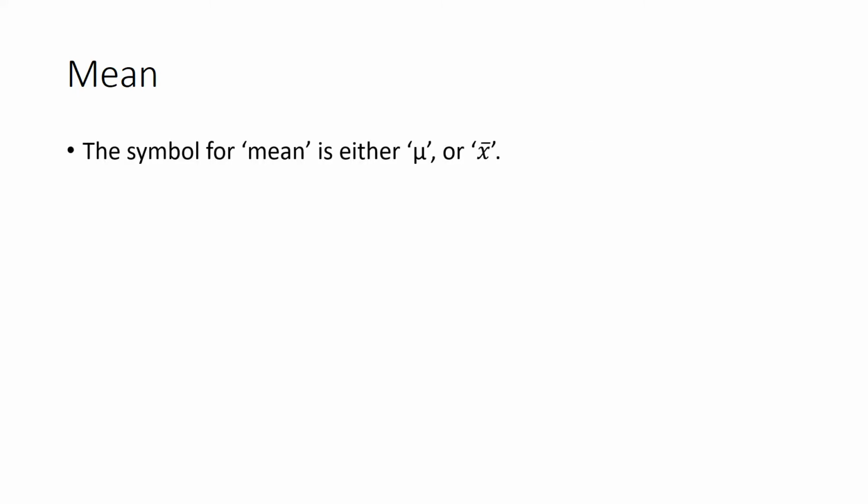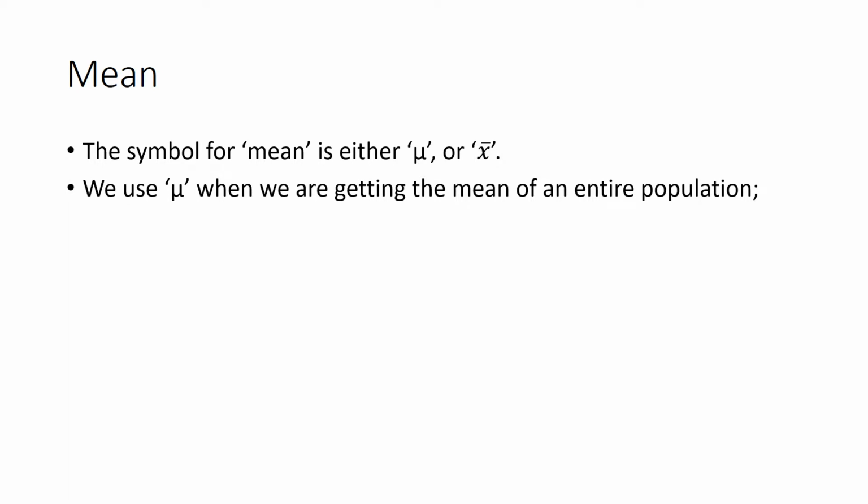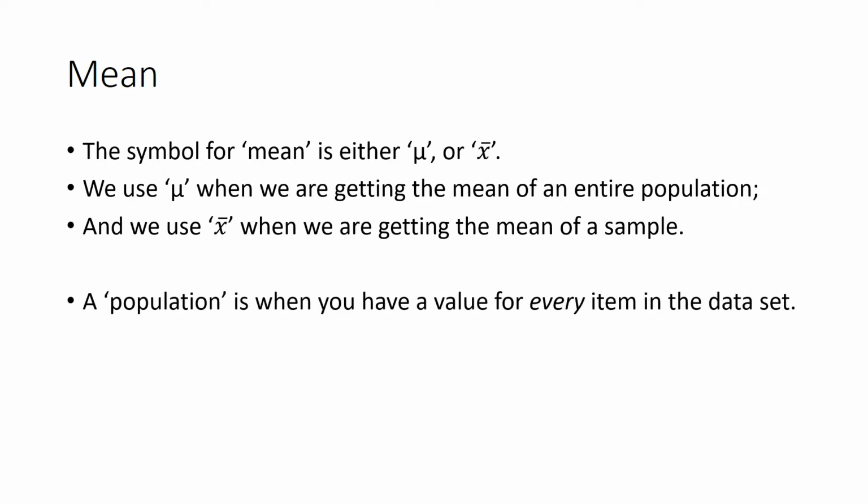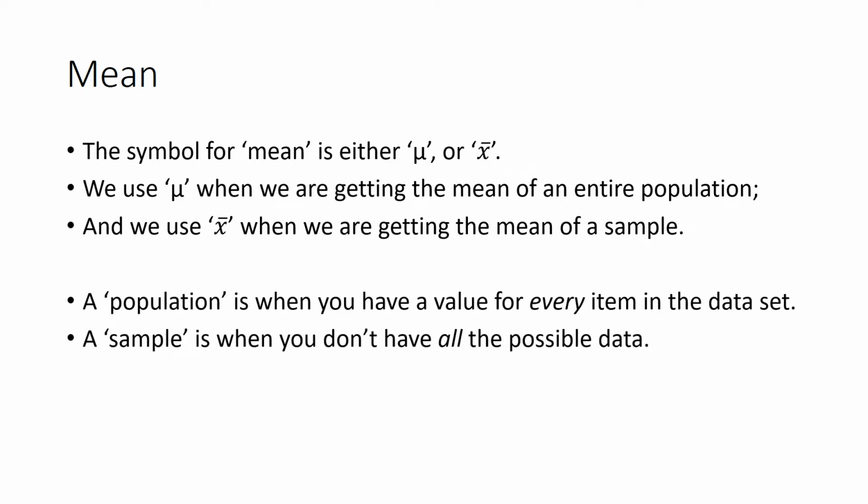The symbol for the mean is either that Greek letter there, mu, or the x with a bar across it, x bar. We use mu when we're getting the mean or average of an entire population, for example, if you're measuring the average height of everybody in the UK. We would use x bar when we're getting the mean of a sample, like 1,000 people from the UK. Population is when you have a value for everybody, and a sample is when you don't have all the possible data and you're just trying to extrapolate the information you need from a smaller group.